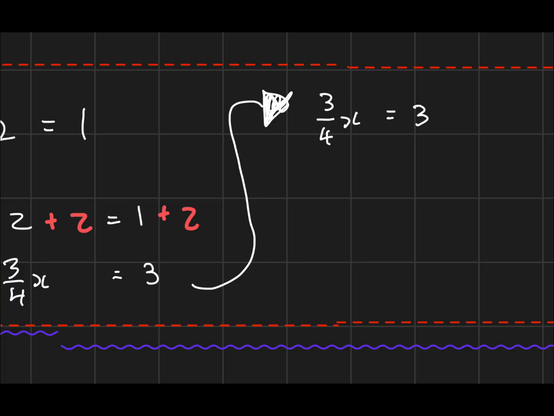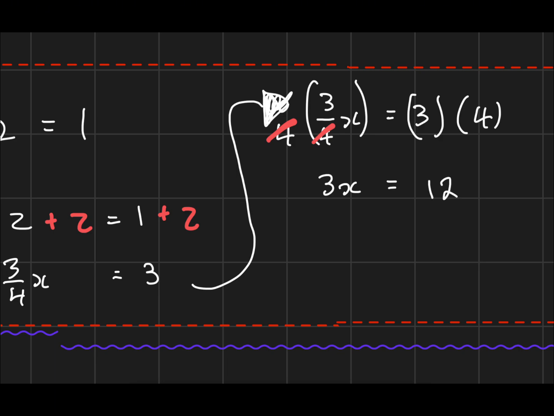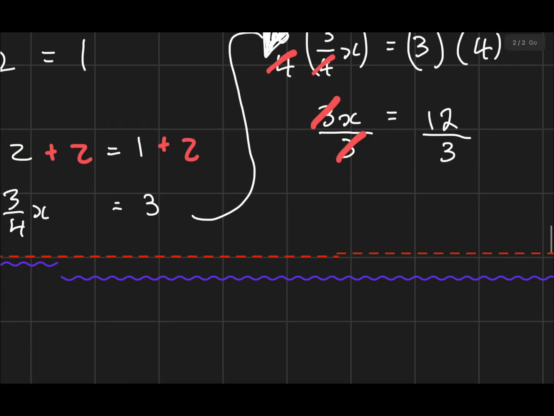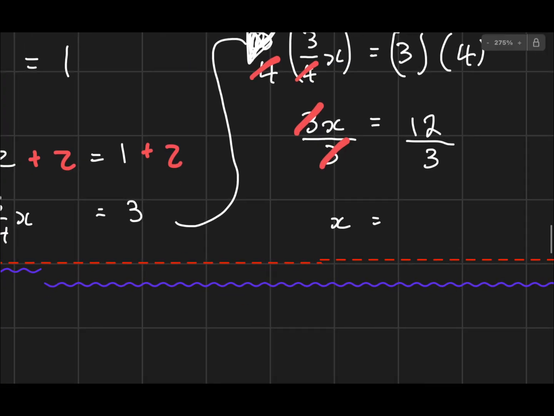And here we can multiply both sides by 4 to cancel this out. So these guys go away, and it gets 3x is equal to 12. Again, we divide by 3, which gets rid of these guys. And what we do on one side, we do to the other side. So it's 12 divided by 3, which is 4.